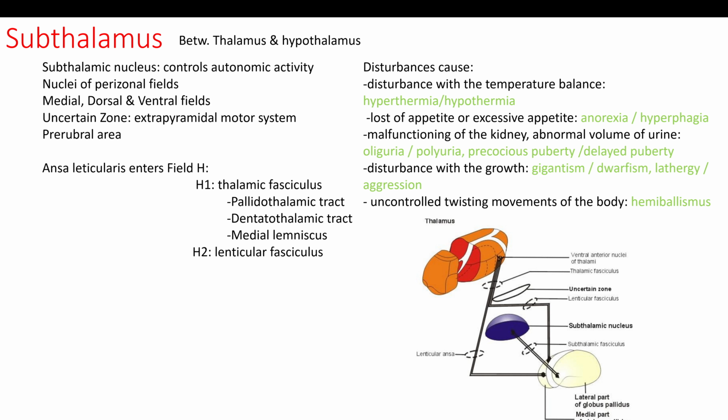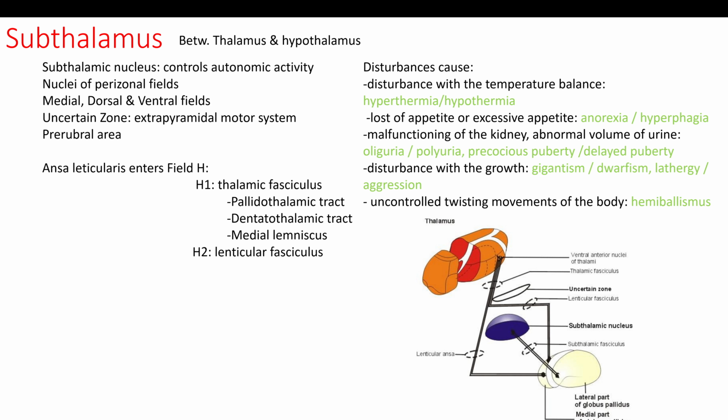Then there's this field H splitting into the two laminae, field H1, the thalamic fasciculus, dividing into pallidothalamic, dentatothalamic, and medial lemniscus tract. Then there is H2, the lenticular fasciculus, goes from the inner portion and perforates into the internal capsule for its field H2.